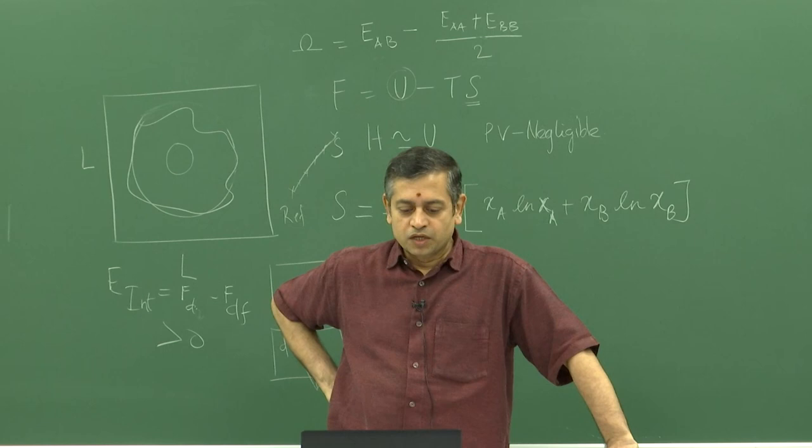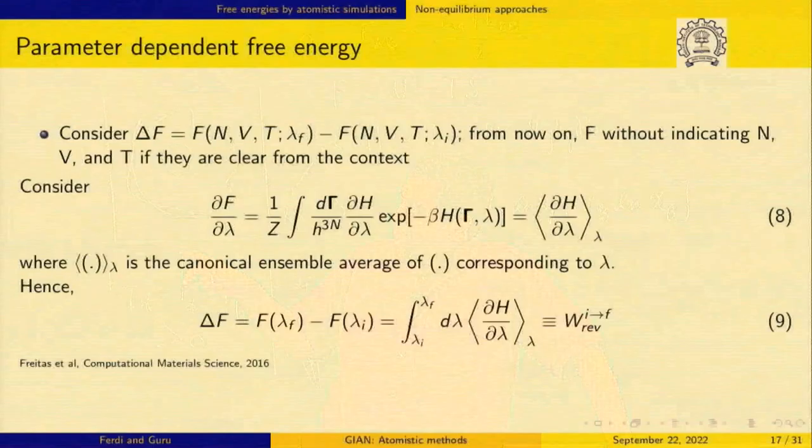Okay. So you can see del f, which is f of lambda f minus f of lambda I, is an integral from lambda I to lambda f d lambda of this dou h by dou lambda. You agree? The expression above shows dou f by dou lambda is the canonical average of dou h by dou lambda at lambda, right? So if I have to integrate, the left hand side will give you f at lambda f minus f at lambda I, and if I know f at lambda I, that is the known reference state, I only have to do this integration over different lambda of this quantity, dou h by dou lambda, and see how it is changing. So it is basically the h versus lambda curve which is integrated, and that will give me the reversible work which is nothing but the free energy change, right?